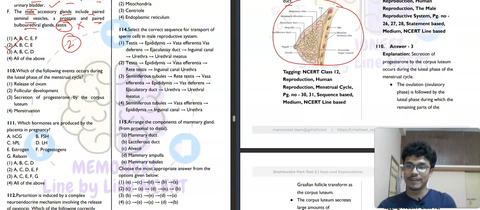Which of the following events occurs during the luteal phase of the menstrual cycle? Release of ovum, follicular development, secretion of progesterone by the corpus luteum, or menstruation. So basically what happens in the luteal phase is the secretion of progesterone by the corpus luteum. That's why the third option will be our correct answer.